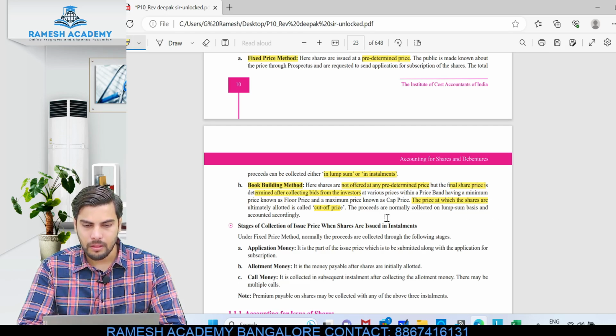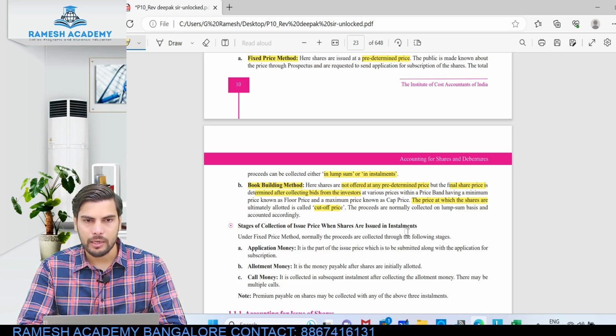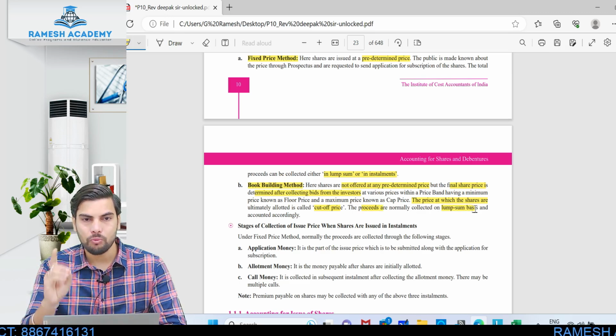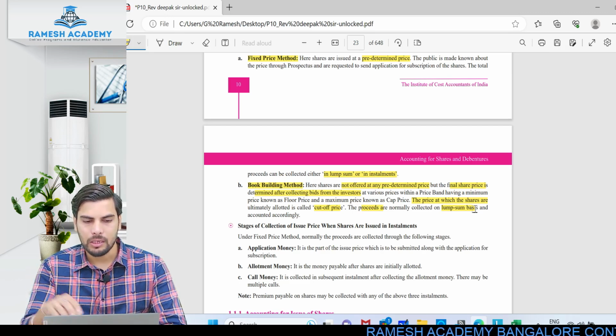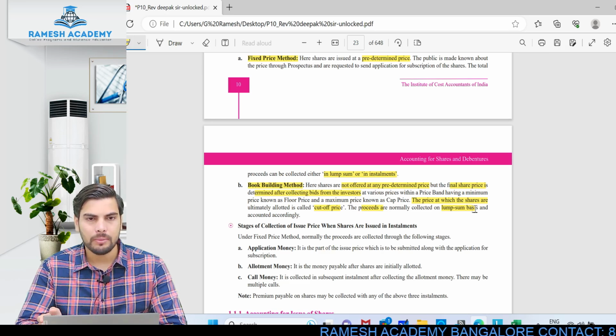Clear? The proceeds are normally collected on a lump sum basis and accounted accordingly. Look at this: is it collected in installments? No. It is collected on a lump sum basis, so the entire amount will be collected in one shot. There is no option of collecting the amount in installments in the book building method. What about the fixed price method? The amount can be collected either in lump sum or even in installments.